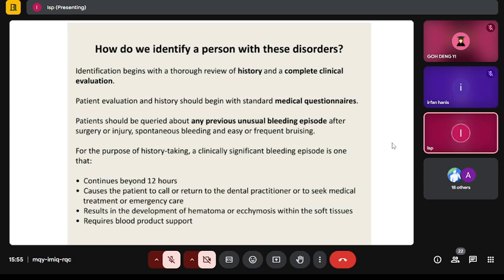So whenever you get a referral for bleeding episodes, a thorough history is important to let us guess what is wrong with the patient. What kind of bleeding disorder are we dealing with?